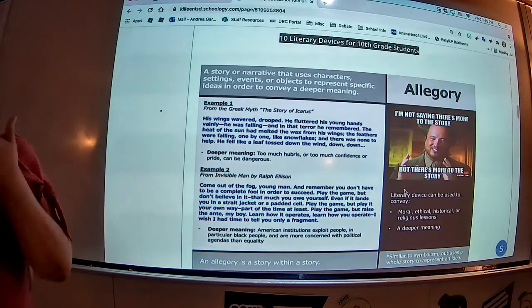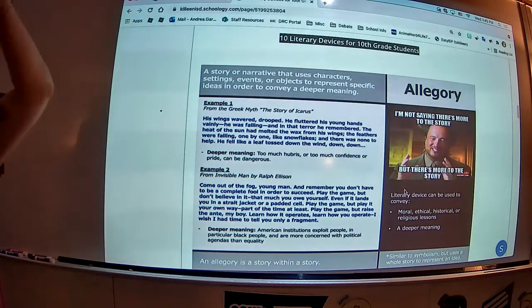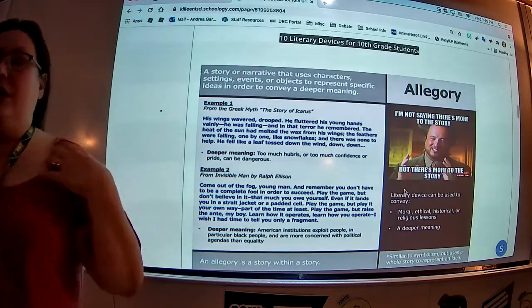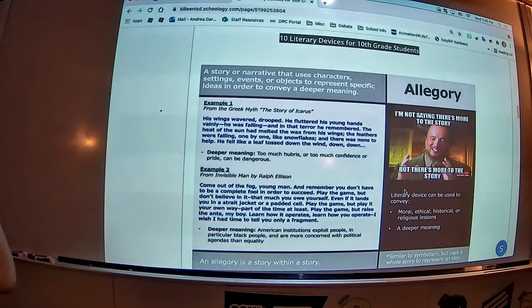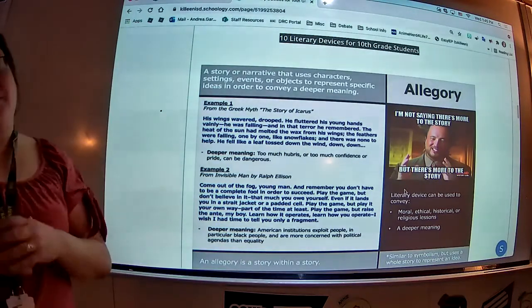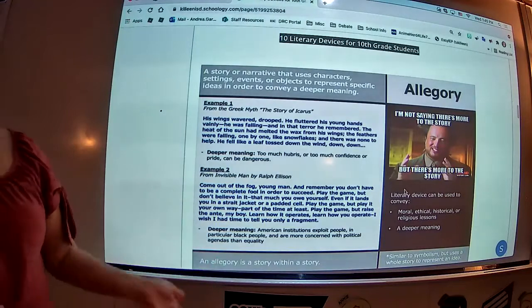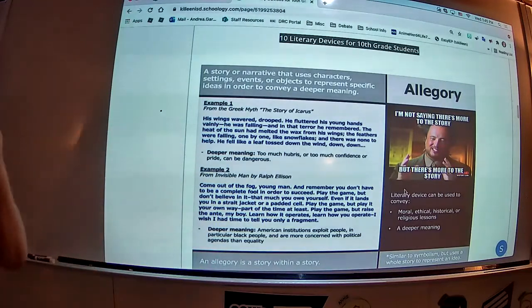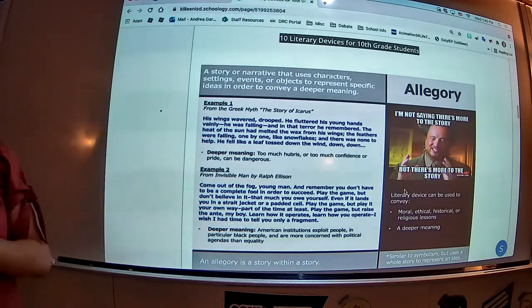And the father tells him, don't fly too high, because if you fly too high, you'll be too close to the sun and it'll melt your wings. Well, lo and behold, what do you think Icarus does? He flies too close to the sun, his wings melt, and he plummets into the ocean and he dies.